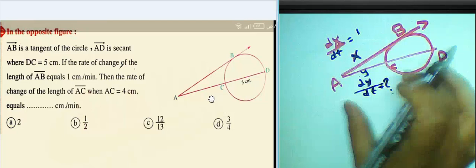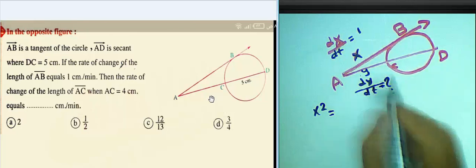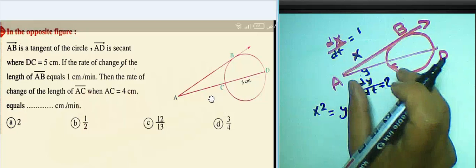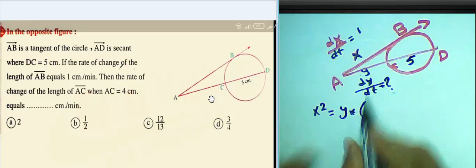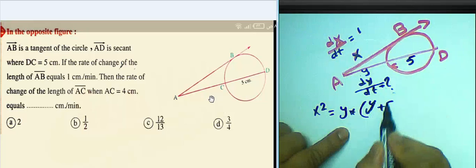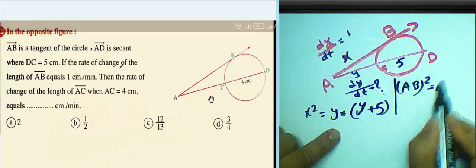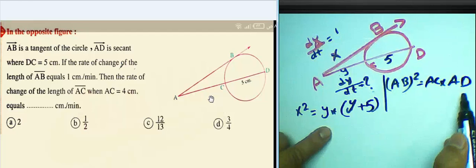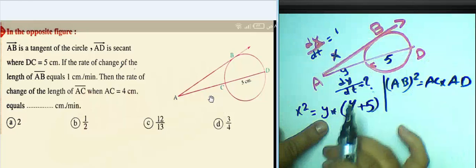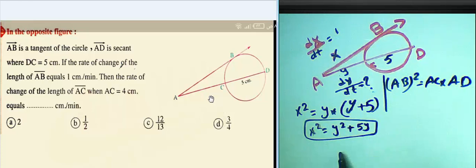We can use the rule AB power 2 equal AC multiplied by ED. Remember this rule or not? We know x power 2, the tangent, equal y multiplied by y plus ED. Y plus ED gives us this 5, then y multiplied by y plus 5. Understood? I will write the rule here. We know AB power 2, look at this rule about the tangent: AB power 2 equal EC multiplied by ED. Then AB power 2, x power 2, equal y multiplied by ED, meaning y plus 5. Then x power 2 will be y power 2 plus 5y. You can find the derivative of this function.